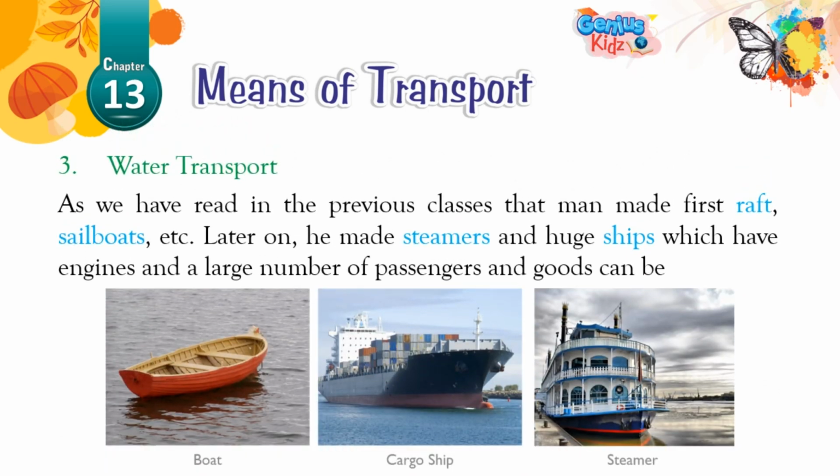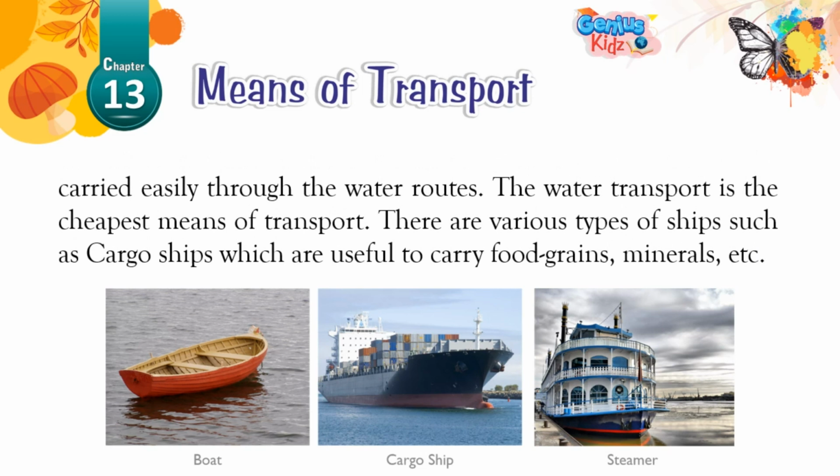3. Water transport. As we have read in the previous classes, man made the first raft, sailboats, etc. Later on, he made steamers and huge ships which have engines, and a large number of passengers and goods can be carried easily through the water routes. Water transport is the cheapest means of transport.